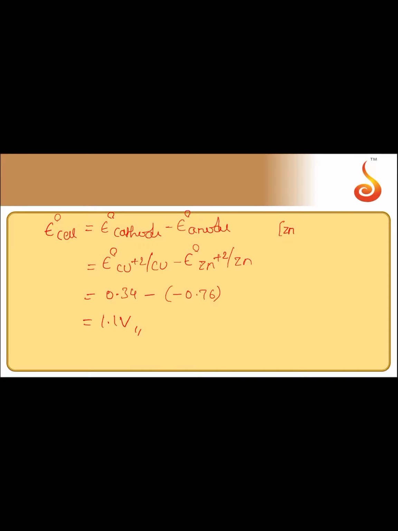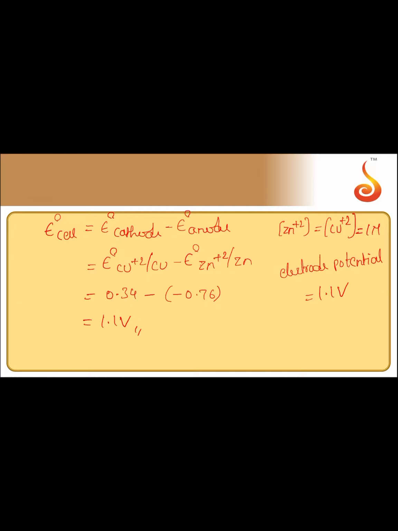When Zn plus 2 concentration and Cu plus 2 concentration are equal to 1 molar, then the electrode potential is equal to 1.1 volt. Electrode potential is equal to 1.1 volt when Zn plus 2 concentration and Cu plus 2 concentration are equal to 1 molar.